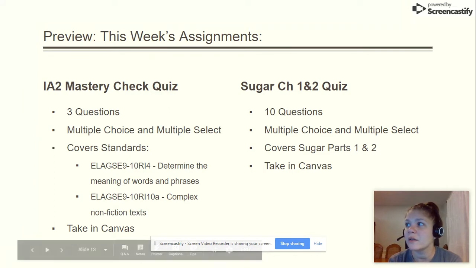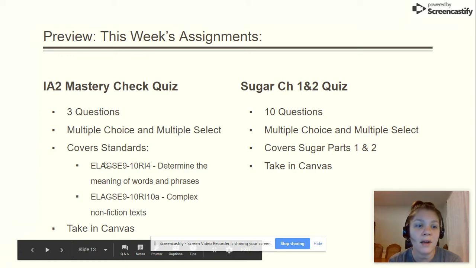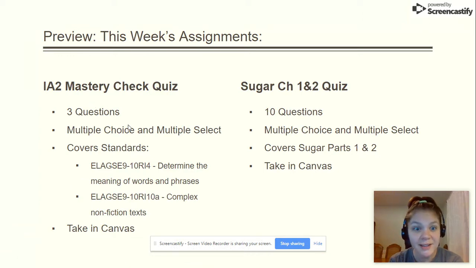And don't forget, sorry, I had to check on my time, make sure I'm not running out of time. We've got the mastery check quiz today. This is going to cover our RI4 standards, predominantly determine the meaning of words and phrases. In other words, how to use connotation, denotation, context clues, all those kind of things, idioms, hyperboles, figuring out what those things mean within the context of the sentence or the paragraph.